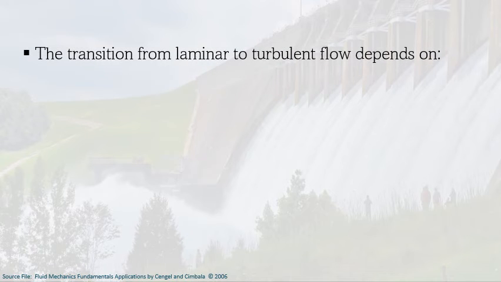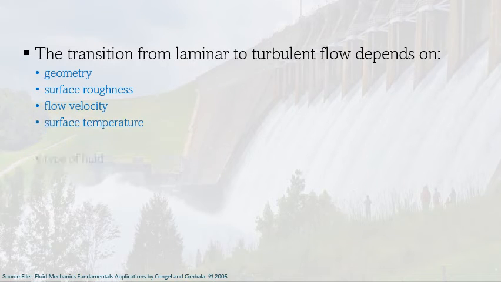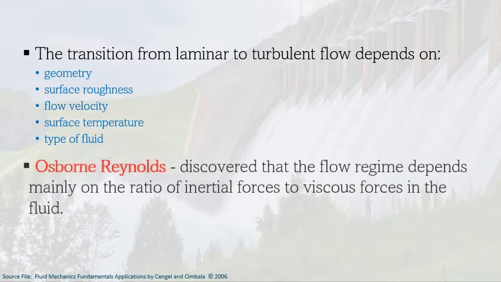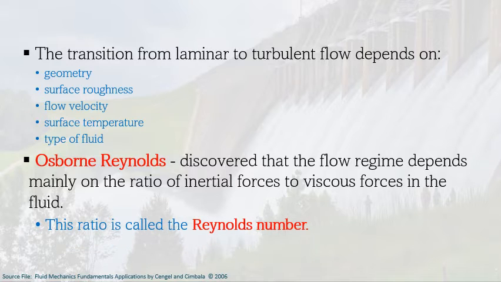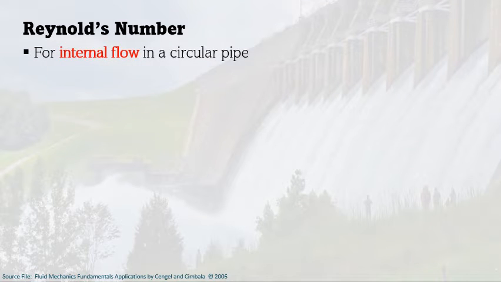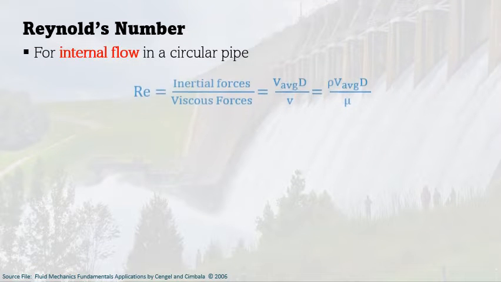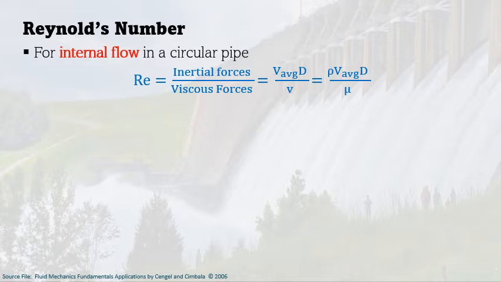The transition from laminar to turbulent flow depends on the geometry, surface roughness, flow velocity, surface temperature, and the type of fluid. Osborne Reynolds discovered that the flow regime depends mainly on the ratio of inertial forces to the viscous forces in the fluid. This ratio is now known as the Reynolds number. The Reynolds number can be computed for internal flow in a circular pipe in terms of the average velocity, the diameter, and then the kinematic viscosity.